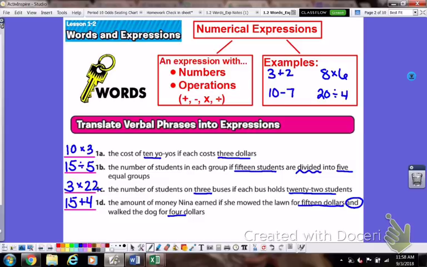Okay, so that's working with verbal phrases and turning them into numerical expressions. Again, an expression has no equal sign. An equal sign will make it an equation. We will work with those later.